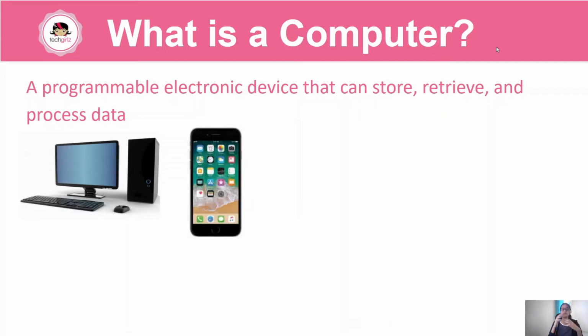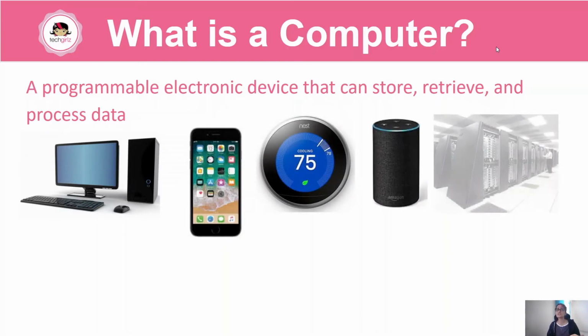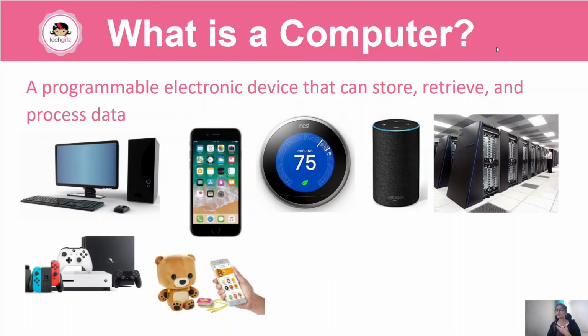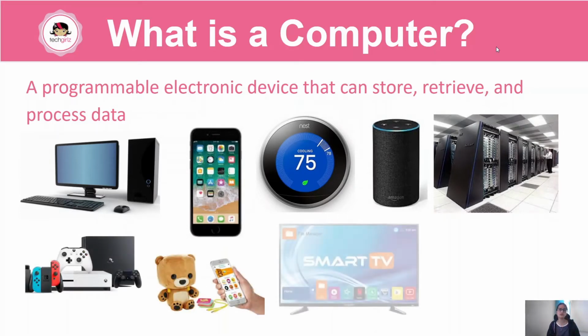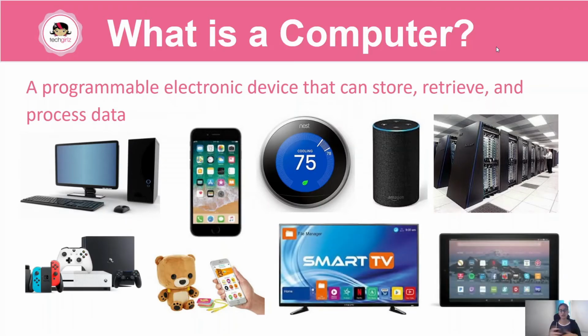So the category of computers is very broad. You can have your smart devices, your home assistants, supercomputers, consoles, toys which are connected to the internet, smart TVs, and tablets. Now, these are a few of the computers that we see around us, a few of the things that can be hacked or stolen from. But apart from these, there are many more computers that we have.